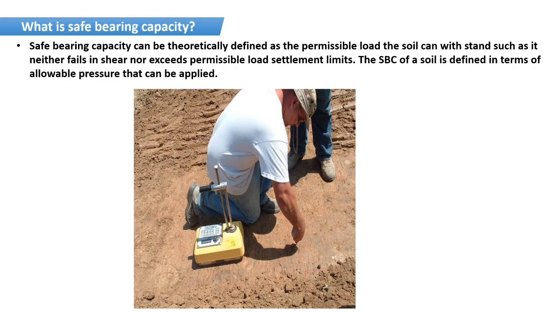Safe bearing capacity can be theoretically defined as the permissible load the soil can withstand, such that it neither fails in shear nor exceeds the permissible settlement. Got it? So this is defined in terms of allowable pressure. It means the pressure which we apply on the soil, the limit of pressure we can apply on the soil before it fails. Okay, got it?